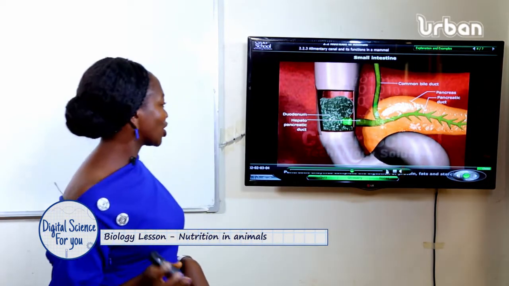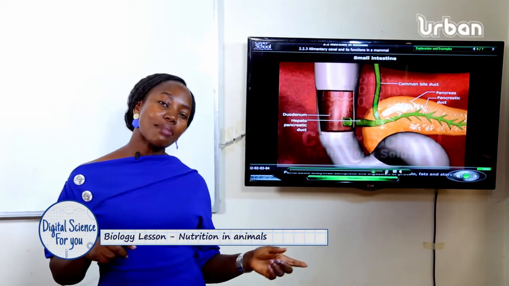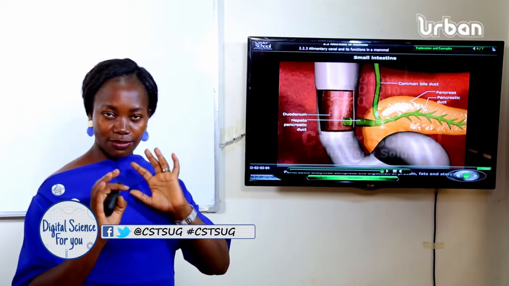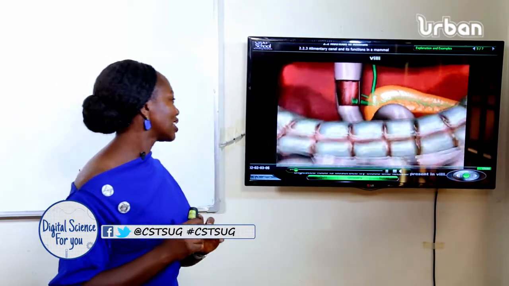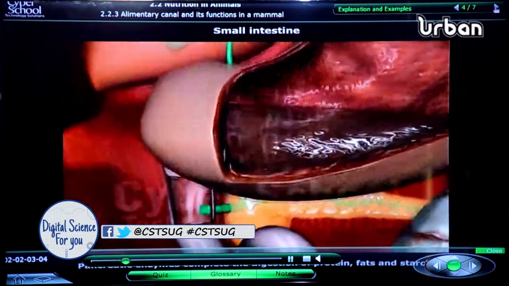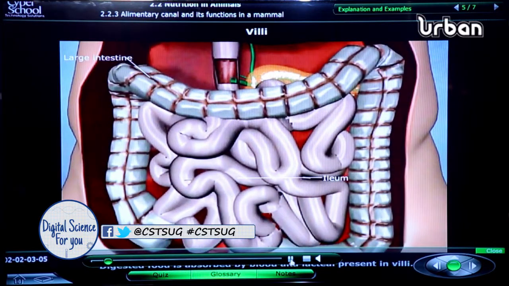Thanks to our digital science, we have seen what happens in the duodenum. But remember, I told you that the small intestines involve the duodenum and the more coiled part, which is the ileum. Since we have looked at digestion in the duodenum, we now move down. Move down with me, and we move to the lower part, which is very coiled, and that is the ileum.